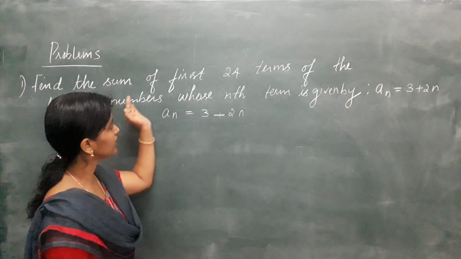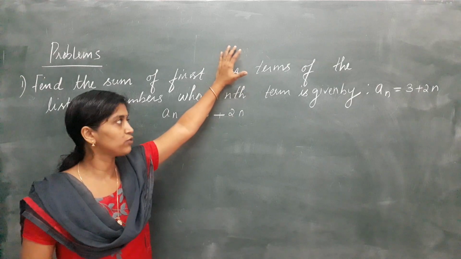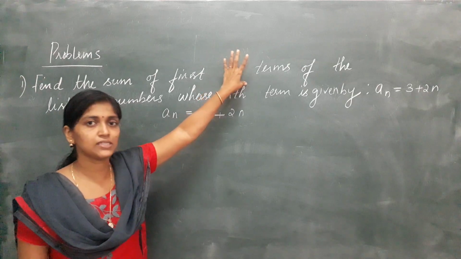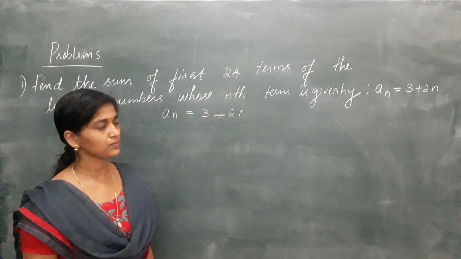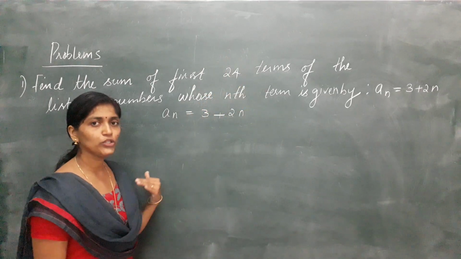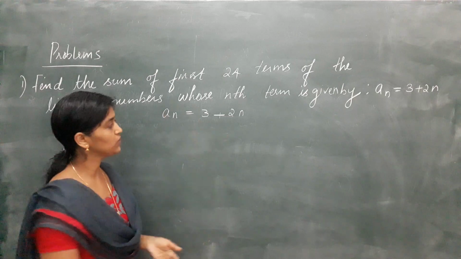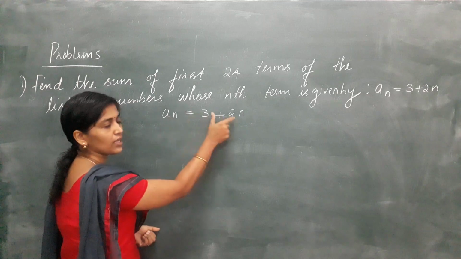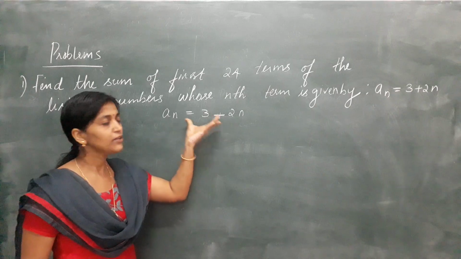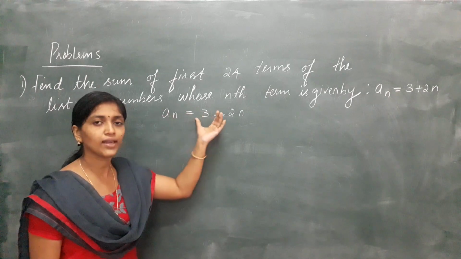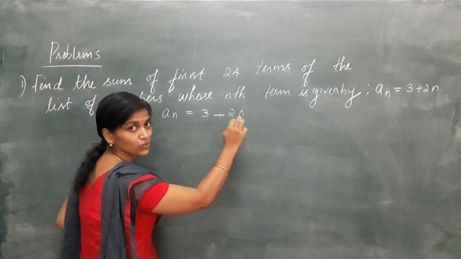So to find the sum of first 24 terms, we have to know our first term and also our common difference. To get the first term and the common difference, we are going to use this formula of nth term. From this formula you can get the terms of AP. So an is equal to 3 plus 2n.